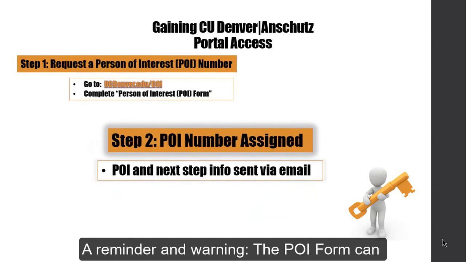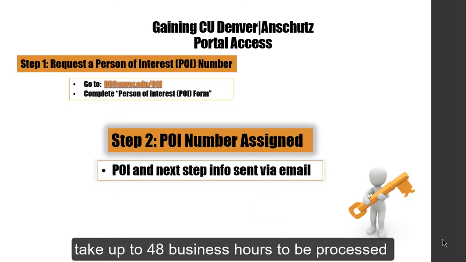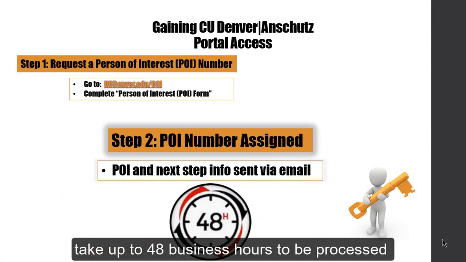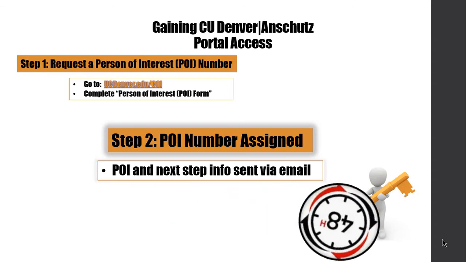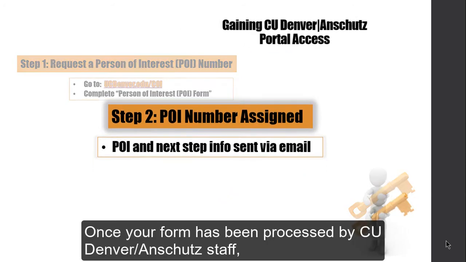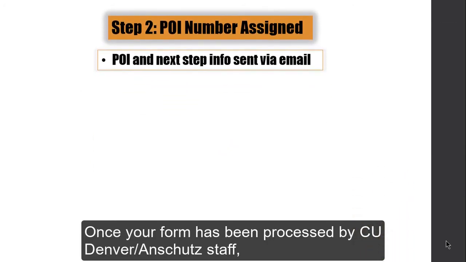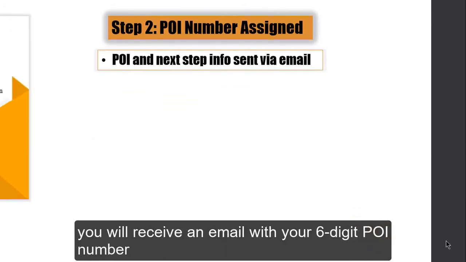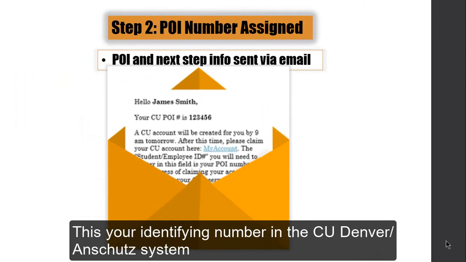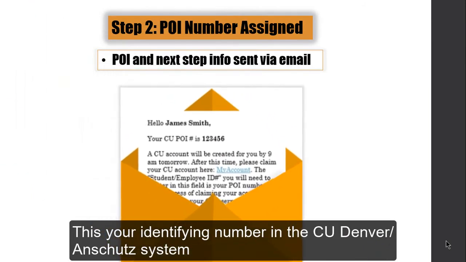A reminder and a warning: the POI form can take up to 48 business hours to be processed, so make sure to submit it as soon as possible to avoid any delays. Once your form has been processed by CU Denver Anschutz staff, you'll receive an email with your 6-digit POI number. This is your identifying number in the CU Denver Anschutz system.